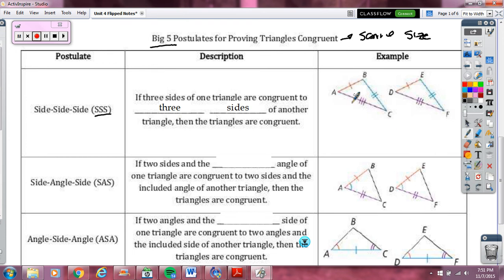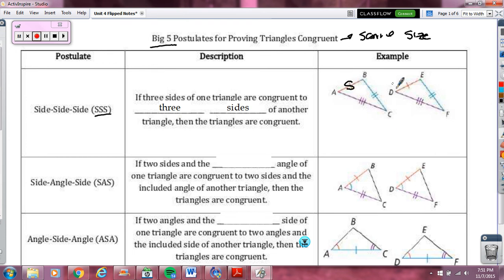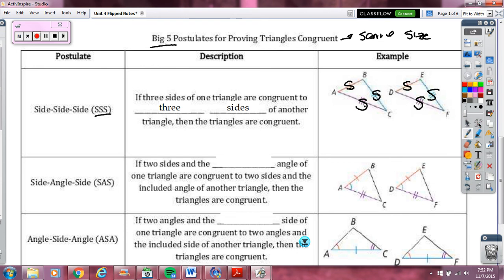So for instance, in this example over here, I see they have AB and DE the same size. Those 2 little markings mean BC and EF are the same size. And then the 3 markings mean AC and DF are the same size. So each triangle has a side, and a side in common. Then we've got other ways.